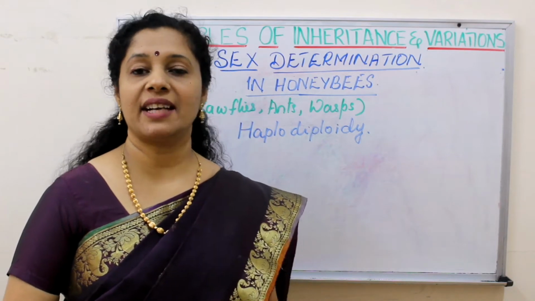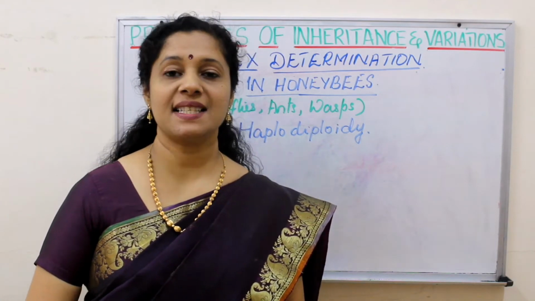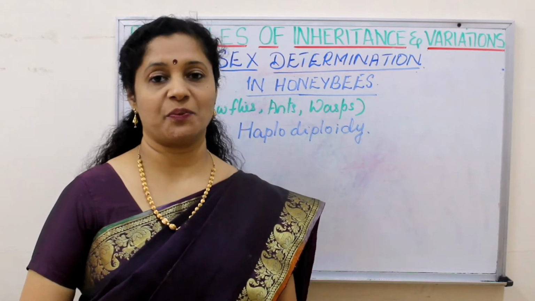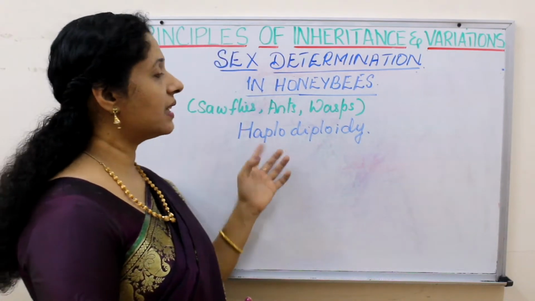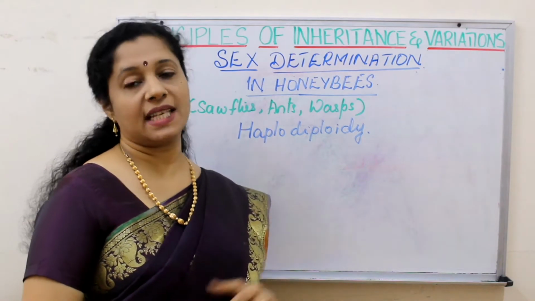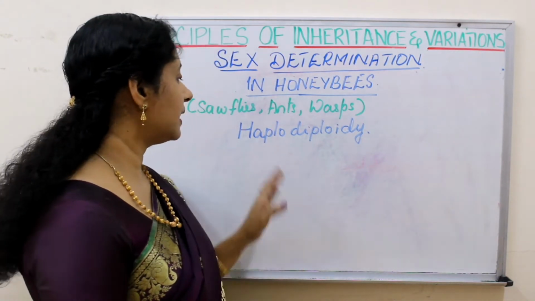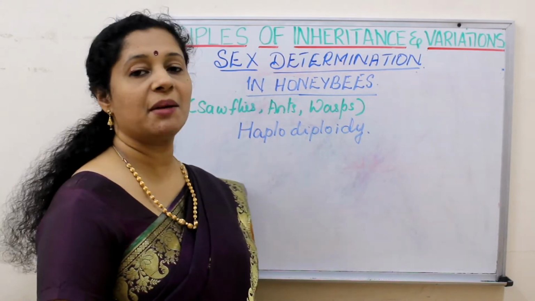In our case, only our gametes are haploid. Whereas diploid means two sets of chromosomes. In our body, all the cells are diploid, with two sets of chromosomes, that is 23 pairs, or 46. So this mechanism is a haplodiploidy mechanism.